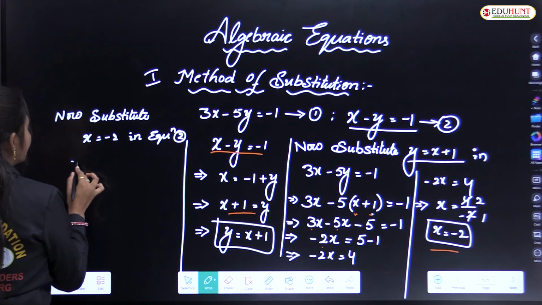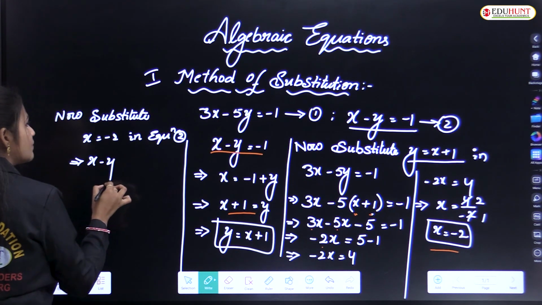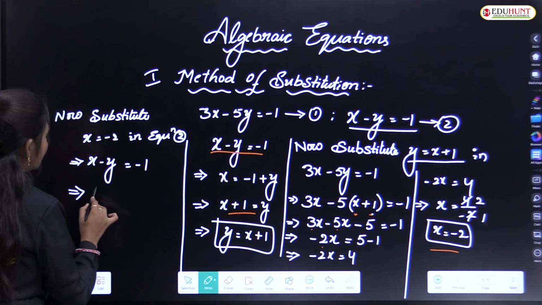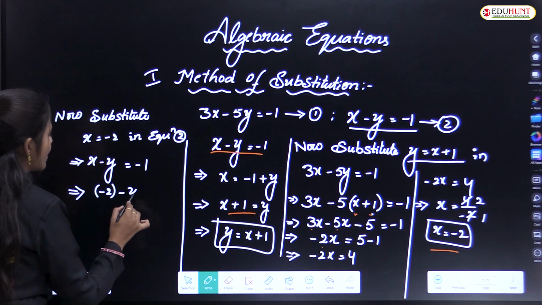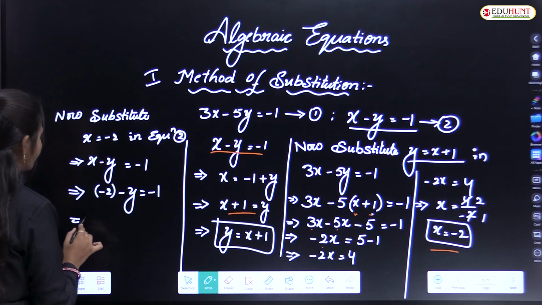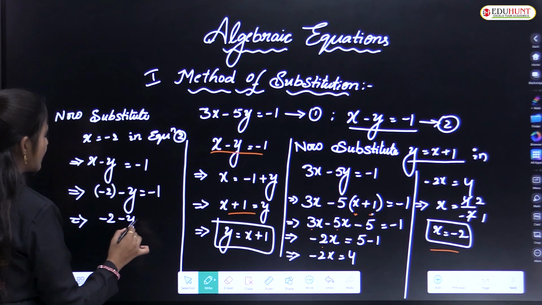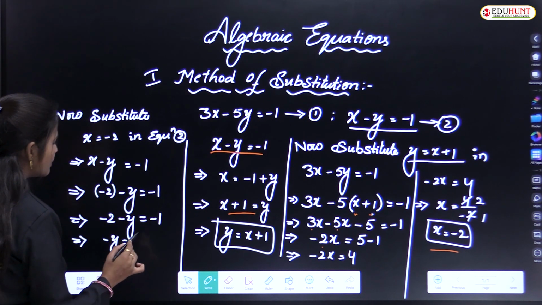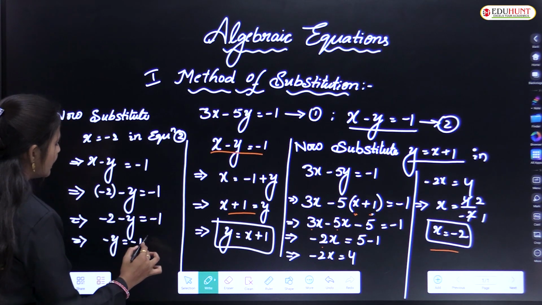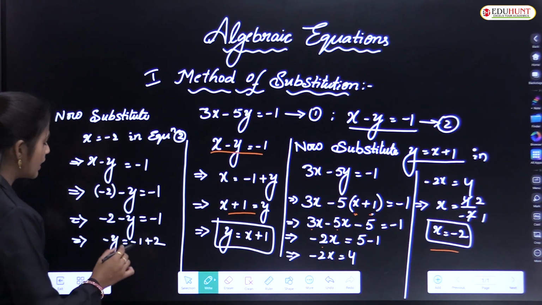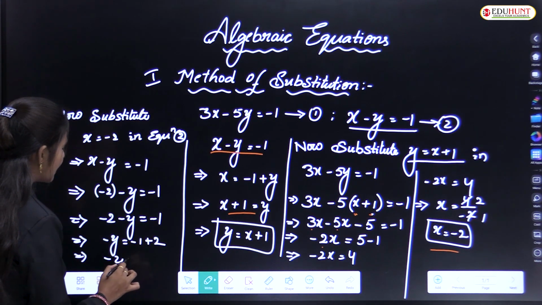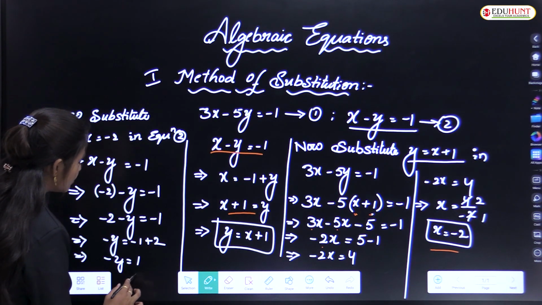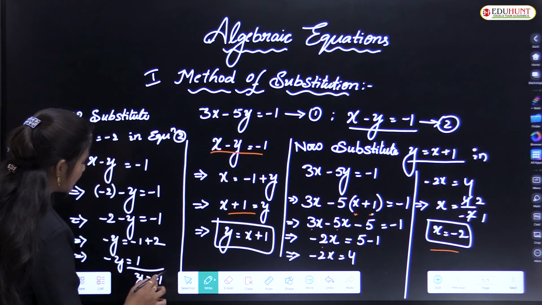So what is it here? x minus y equals minus 1. So here x equals minus 2, we need to substitute: minus 2 minus y equals minus 1. So from this one, take minus y as subject, which equals minus 1. Minus 2 becomes plus 2. So minus y equals minus 1 plus 2, which equals 1. So here negative is there, no? So that's why y equals minus 1.